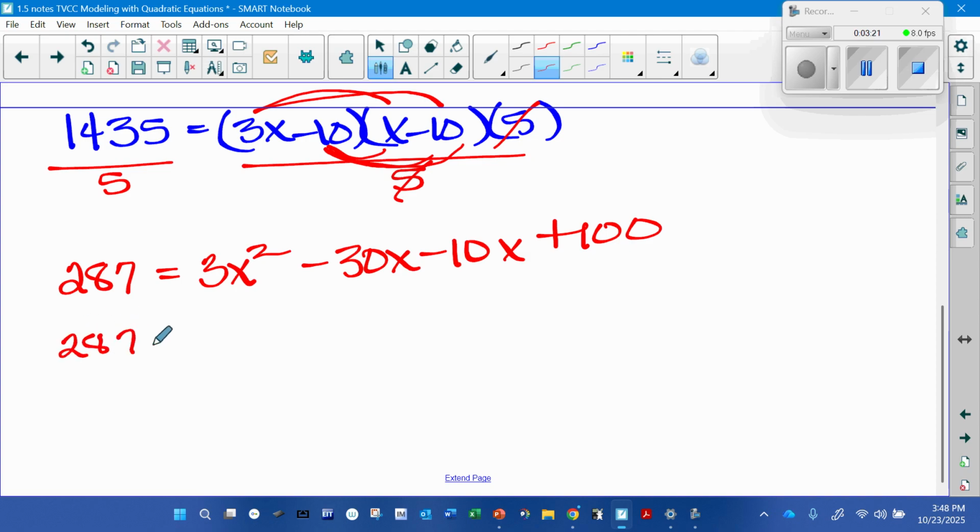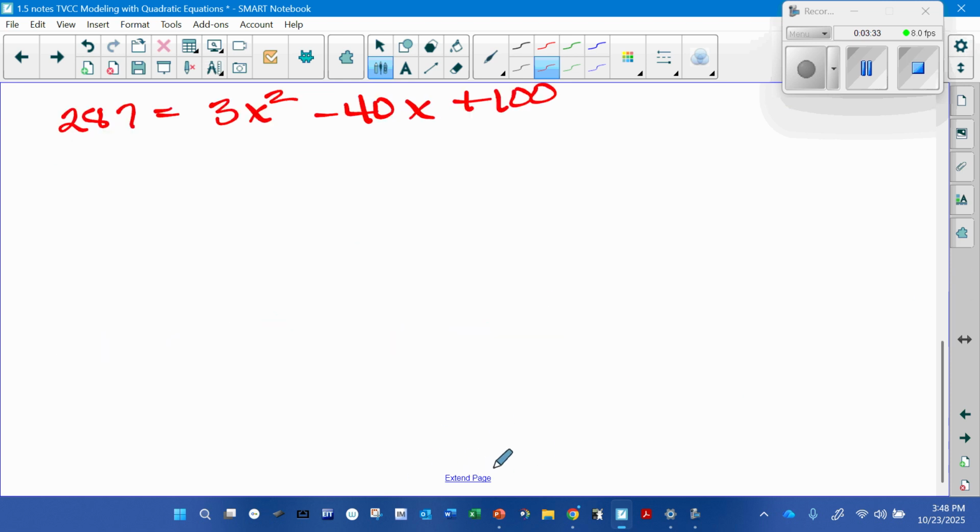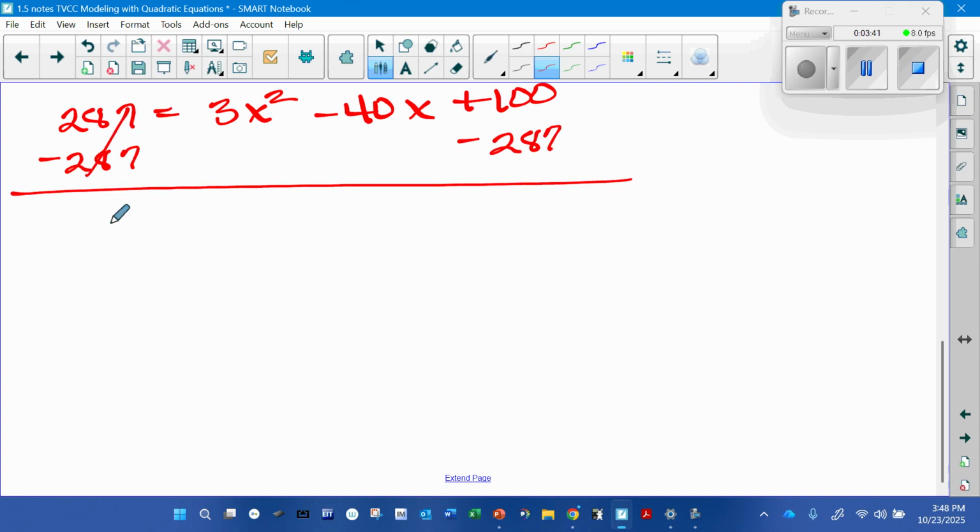So we'll leave it for here. So we get 3x squared. These two are like terms because they're just x, so that's negative 40x plus 100. All right, so now let's subtract the 287 from both sides. So we get 0 equals 3x squared minus 40x minus 187.